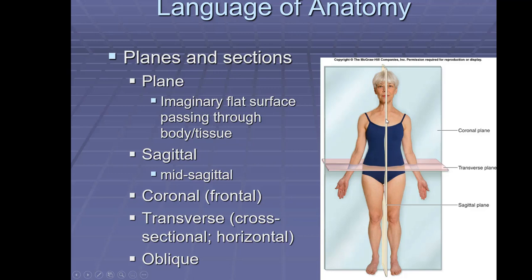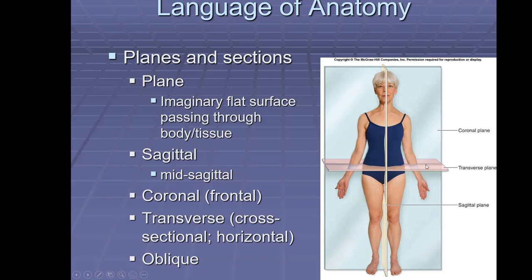If it's dead center in the middle, we can also call it a mid-sagittal plane, but it could also be a sagittal plane out here somewhere if it still divides the body into left and right. The coronal plane, also called the frontal plane, separates the body into the front and the back. And the transverse plane, also known as a cross-sectional or horizontal plane, divides the body into top and bottom.